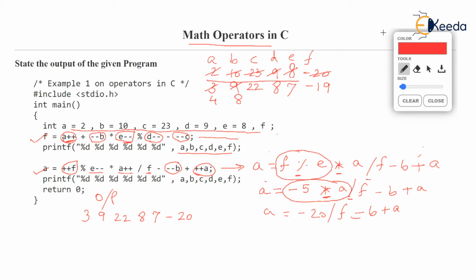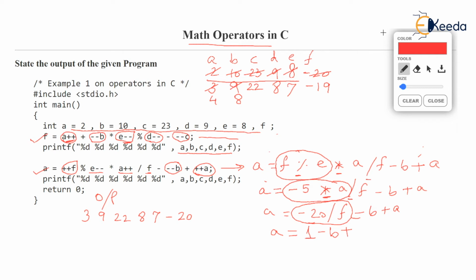Now, of course, division has higher priority. So minus 20 upon f will be done, and as you see, f is minus 19. So minus 20 upon minus 19, think over it. It is not anything like 1 point something. It will be 1 because both minus 20 and minus 19 are integers, and integer upon integer is always an integer. Then minus 20 upon minus 19 is 1. Of course, minus minus is plus.